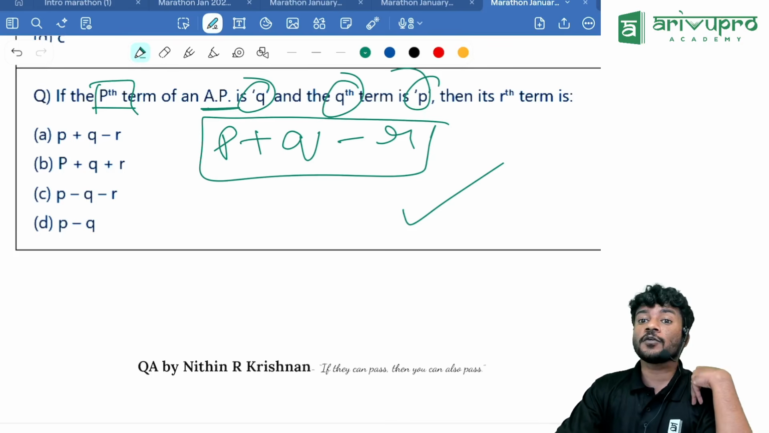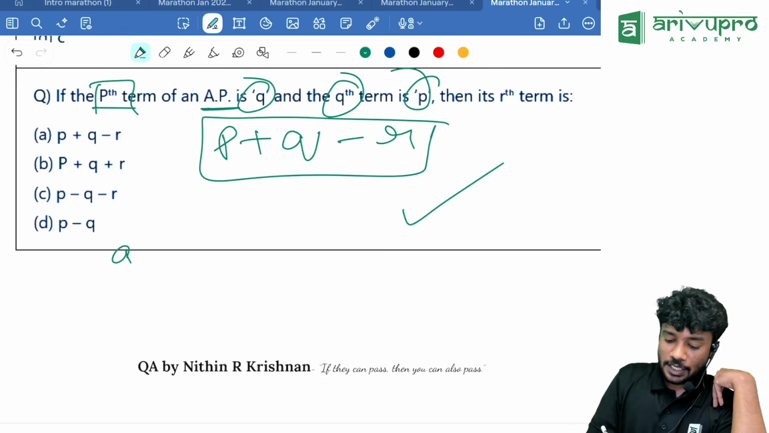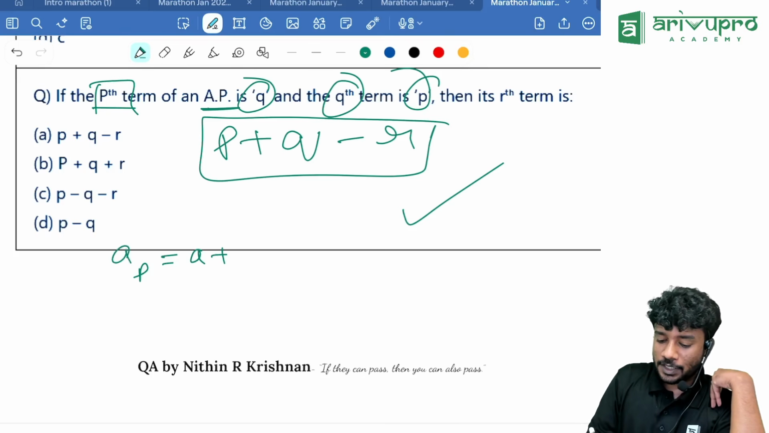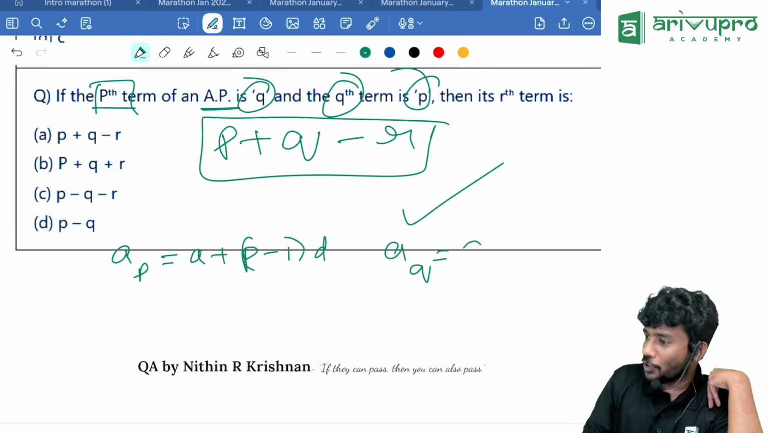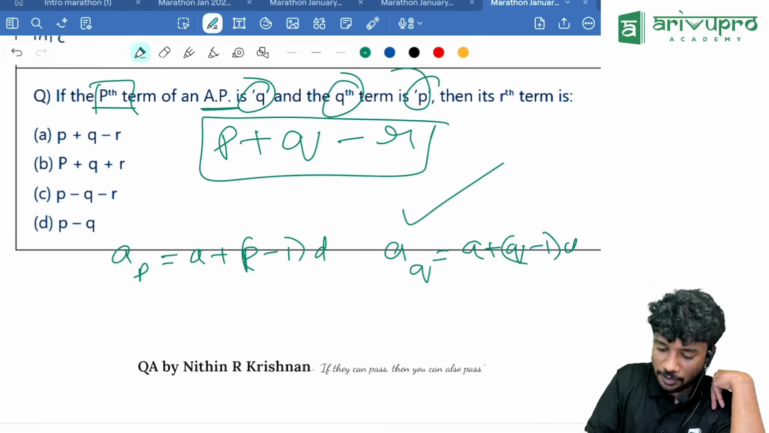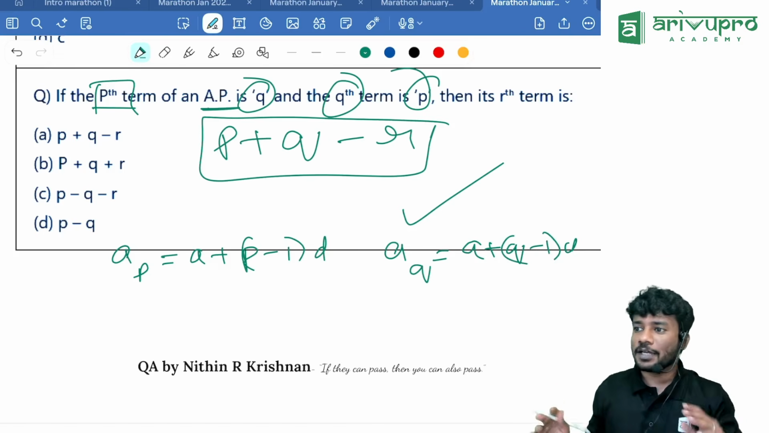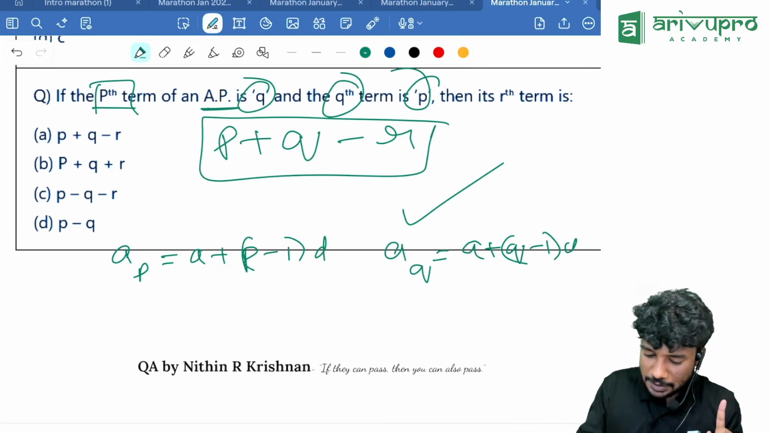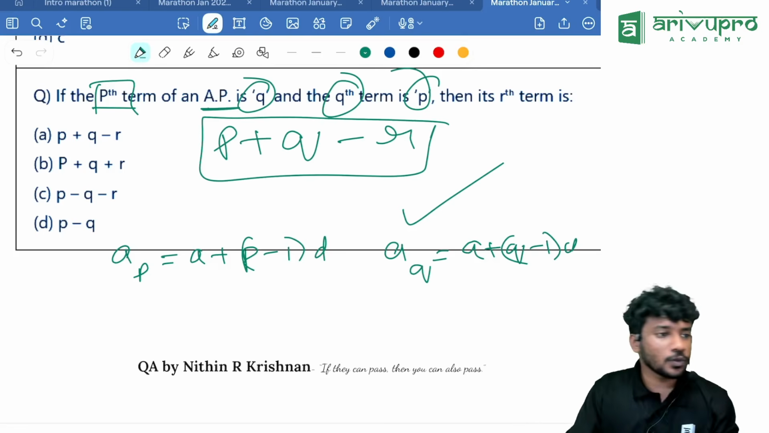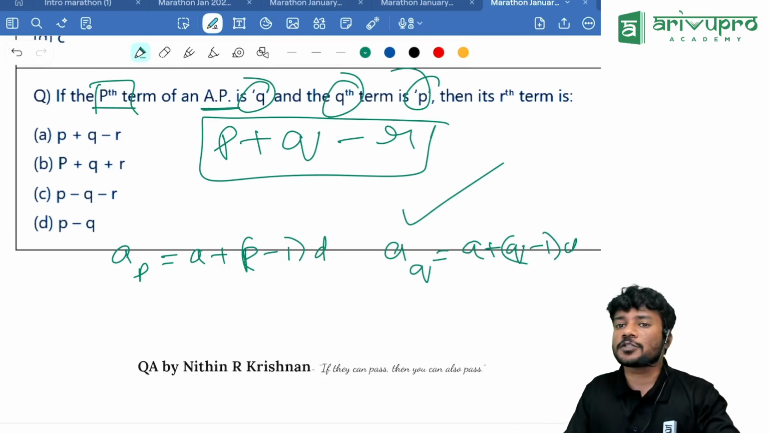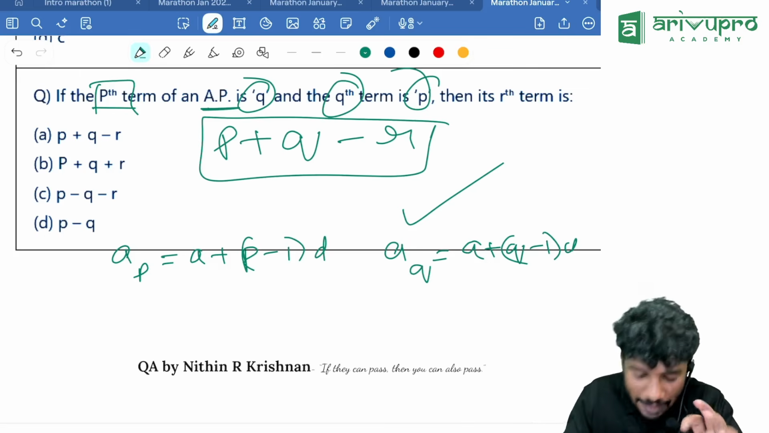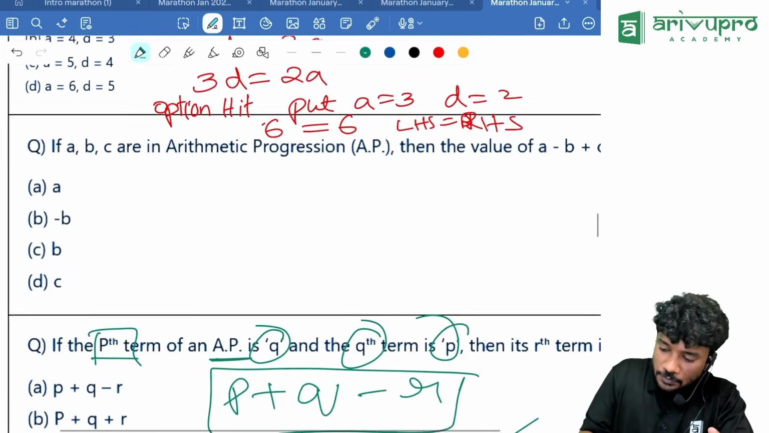If you don't know, how will you do? You will put AP is equal to A plus P minus 1 into D. AQ is equal to A plus Q minus 1 into D. Then you will substitute the values of P and Q over here. Then it will take a lot of time to get the answer. So remember this: if pth term is Q and qth term is P, then rth term is P plus Q minus R. Get me the answer.